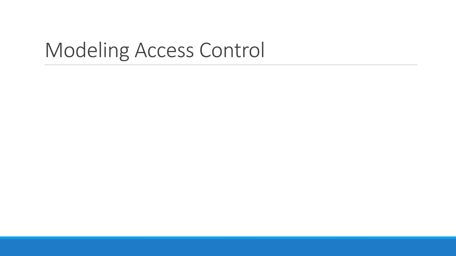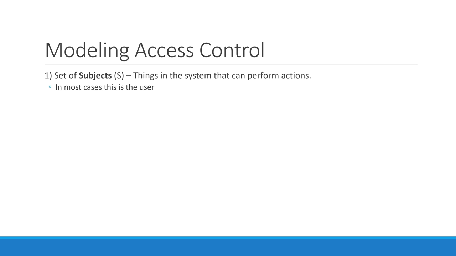Okay, so modeling access control in this class, we have three sets that will help us do that. So the first is the set of subjects, these are basically the things in the system that can perform actions. So in most cases, in any system, this is going to be the user. That's not always the case, but generally, for our purposes, it's going to be a user.